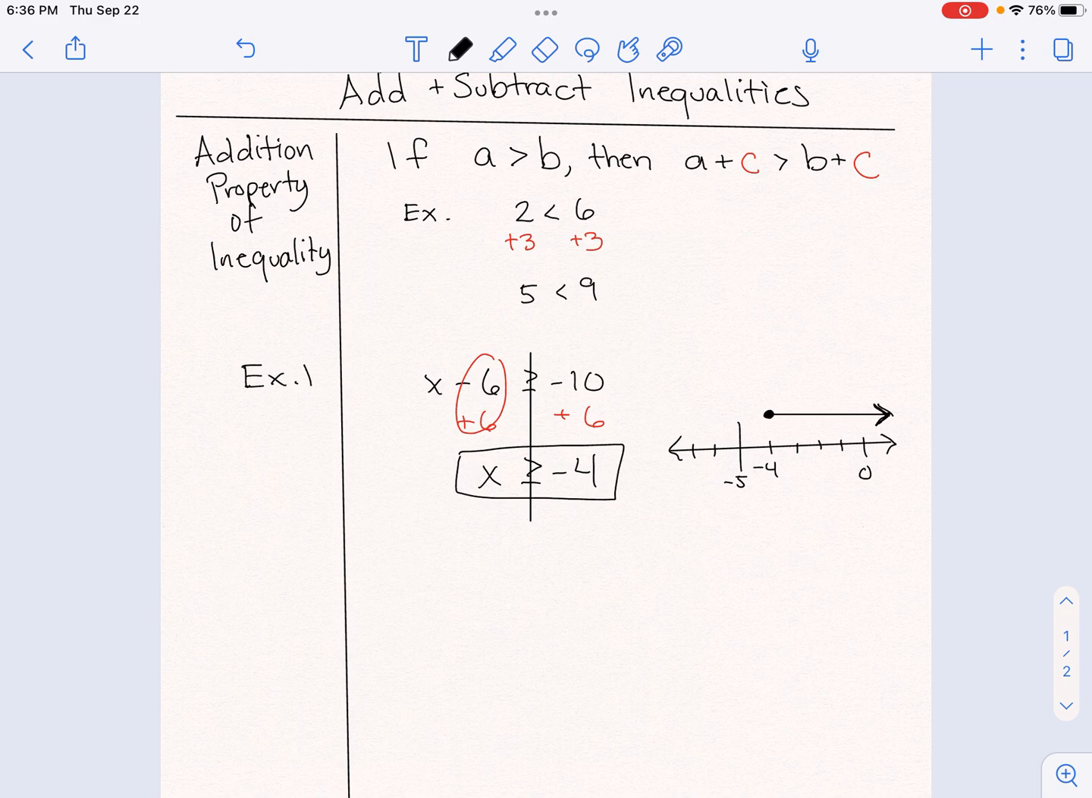Also, if we use that special rule, the inequality is pointing to the number, which indicates that our solution is going to be to the right. If it were pointing to the letter, the solution would be to the left. So all of this is within the solution set. You could pick any one of these numbers. They will satisfy this first example.